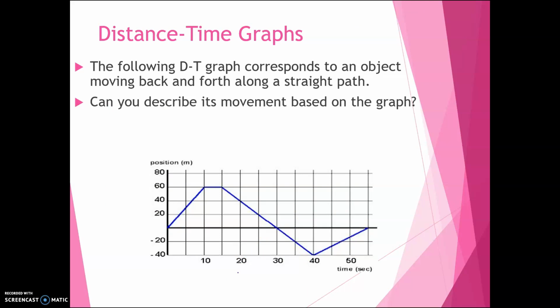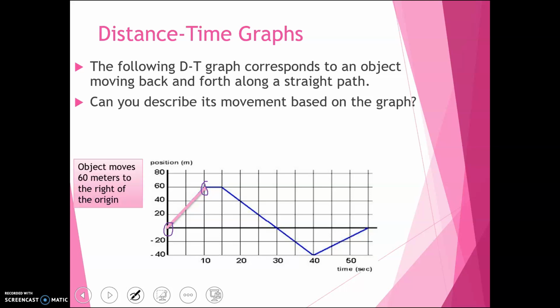All right, let's look at an example. So sometimes in physics class, you'll have graphs and you'll have to interpret the motion or maybe match the type of motion. So let's start with this first segment of the graph, this pink line. You can see that the object starts at the origin and it moves 60 meters away. And it's 60 meters to the right of the origin because these are positive values and down here are the negative values. So remember, positive values could mean to the right or north.